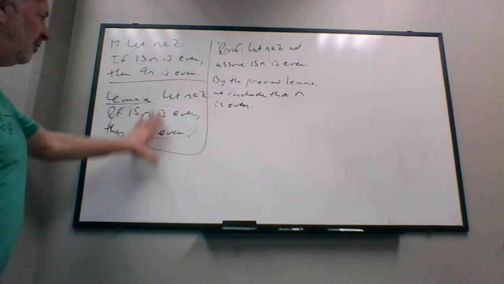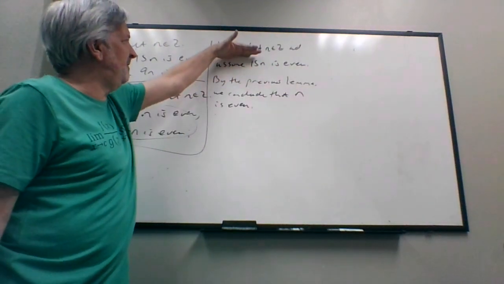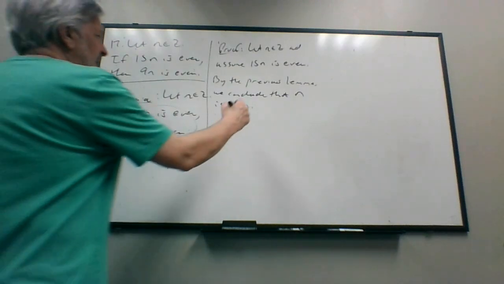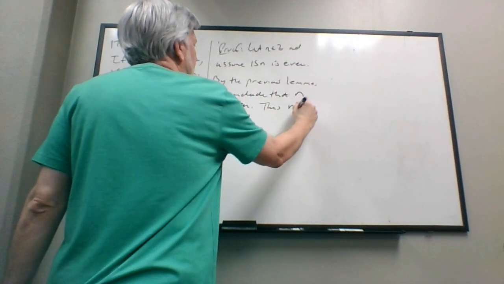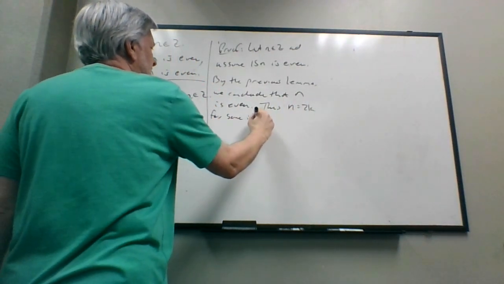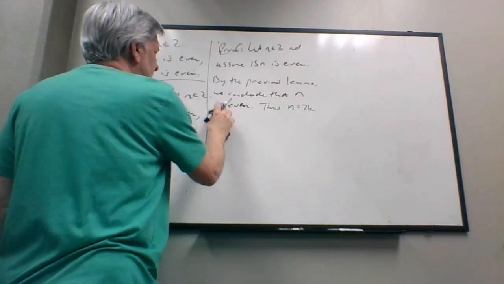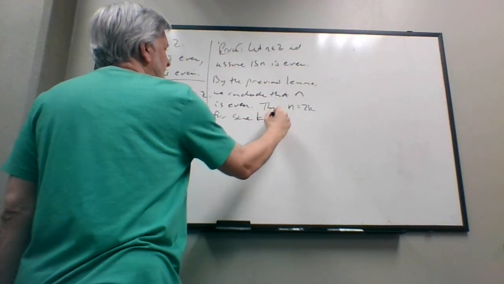Okay? So all the work we just did in our proof of the number 17, we went from 15n is even to n is even in one step because we did all the work already. Okay, so now what's the definition of even? Thus, n is 2k for some k in Z.